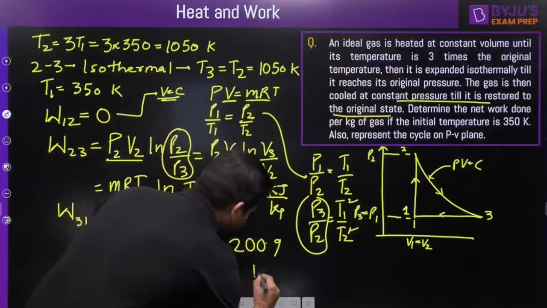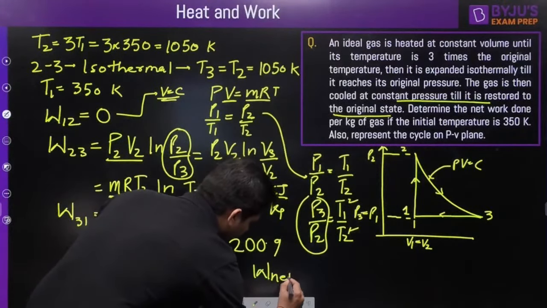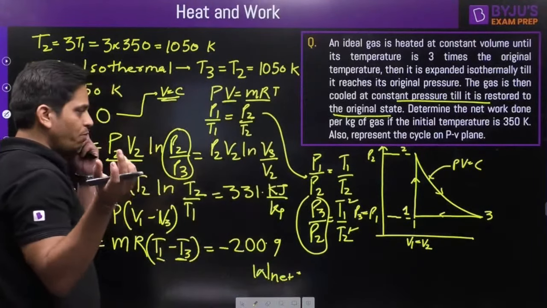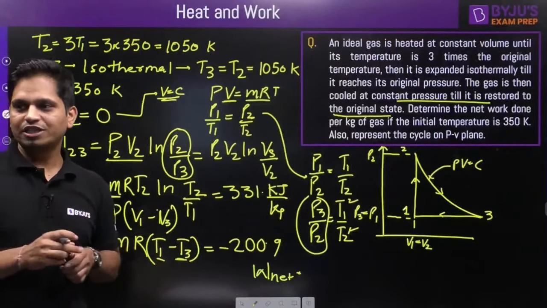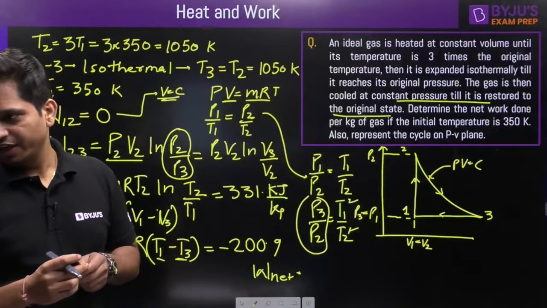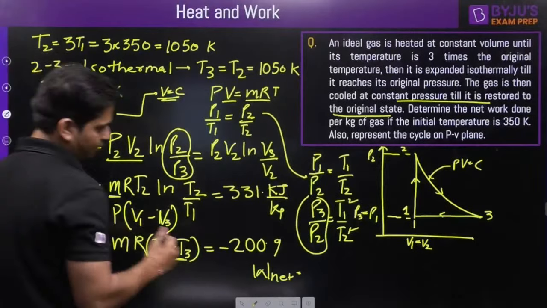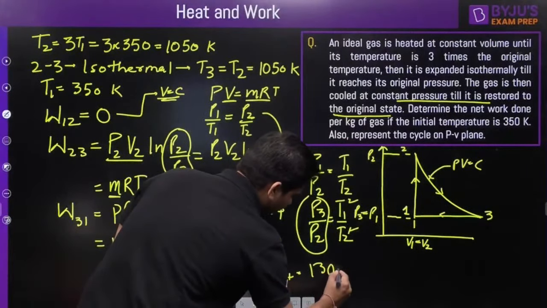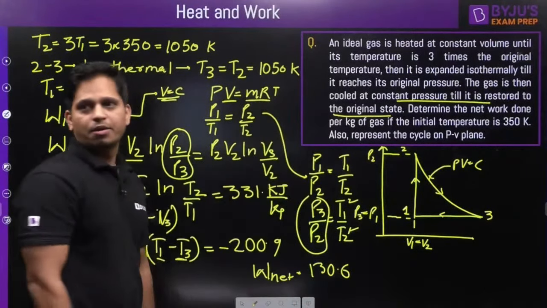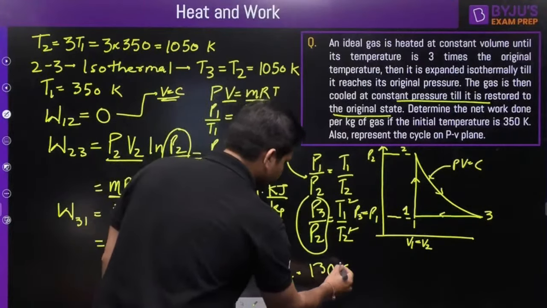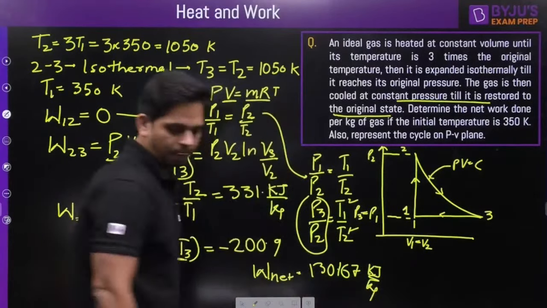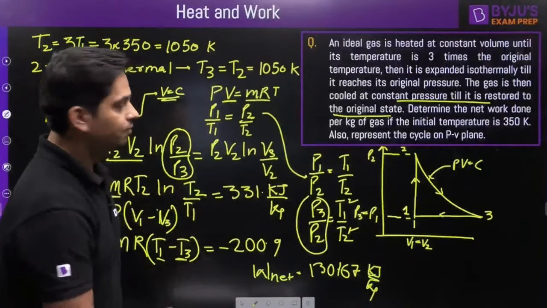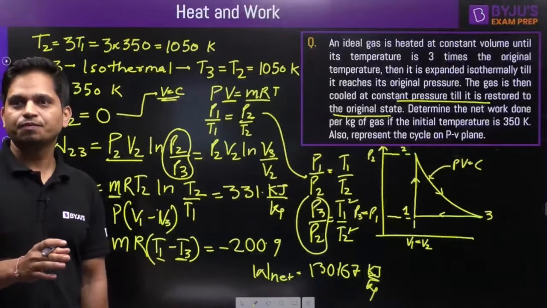Net work done, you can find out W12 plus W23 plus W31. Okay, what is the net? Work net is 130.167. Yes, correct. So let's move ahead, okay?